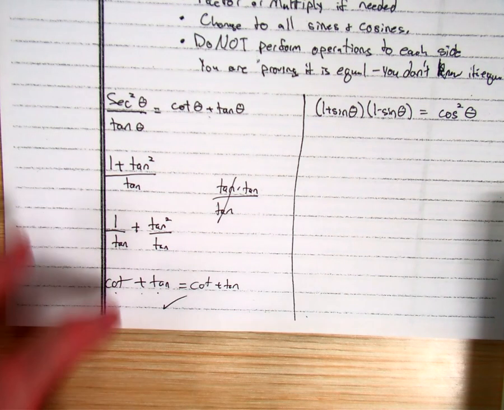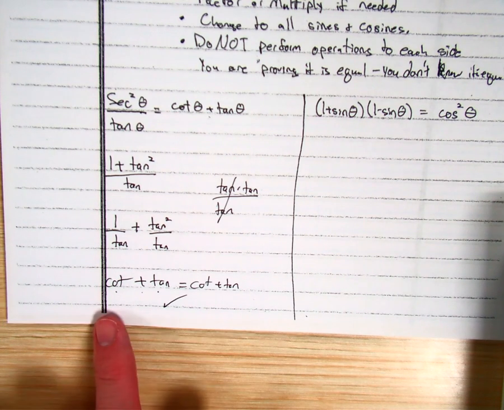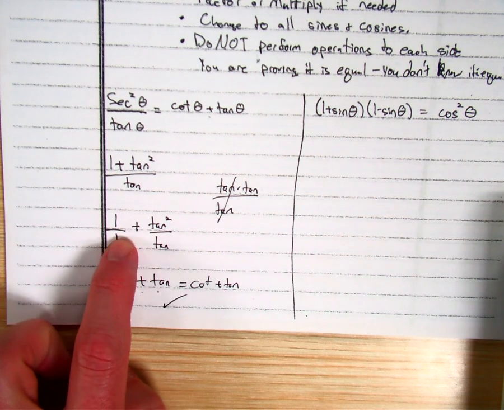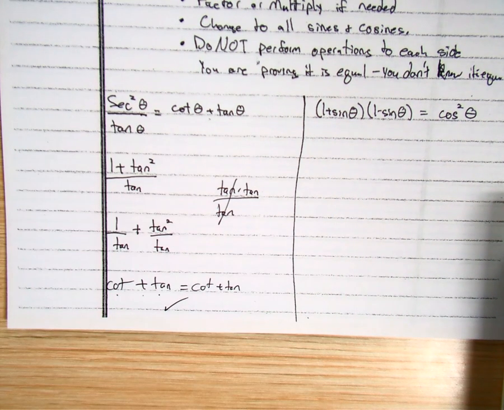After you get done with it on one side, you can kind of reverse it and see how you could have done it the other way. We could have changed these. We could have got a common denominator and then put it together and then had secant squared over tangent.